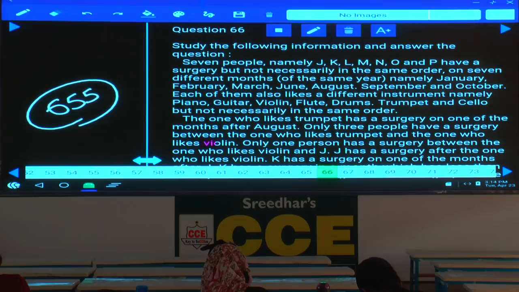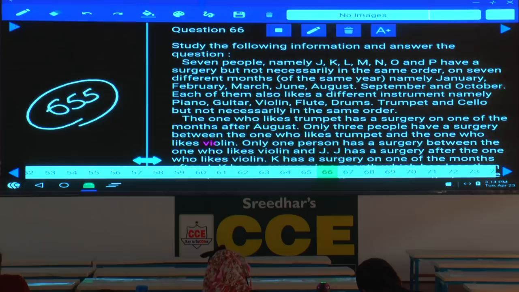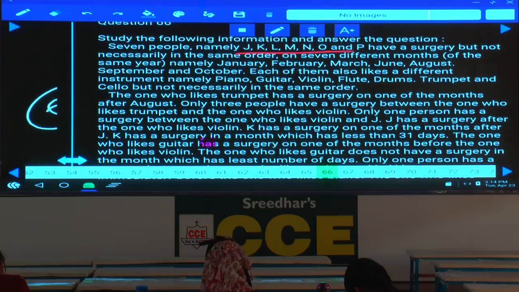Seven people. And who are those seven people? J, K, L, M, N, O, and P have a surgery, but not necessarily in the same order, on seven different months, isn't it? Seven different months of the same year: Jan, Feb, March, June, August, September, and October. And each one of them also likes a different instrument, namely piano, guitar, violin, and so on up to seven. Seven different persons, seven different months, seven different instruments were given, isn't it?